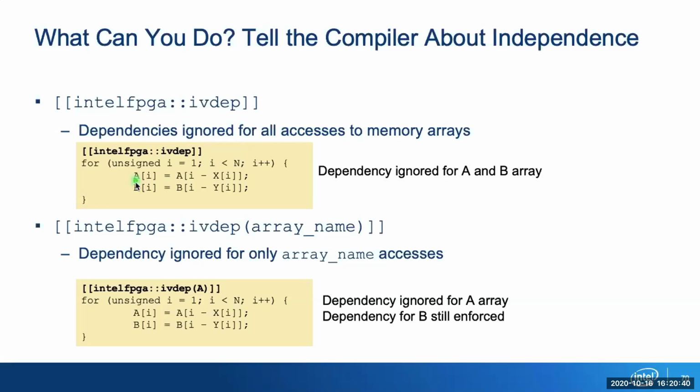This is because A and B are pointers. The compiler assumes that data between them can overlap. If you put this directive here, the compiler will ignore the dependency, but you are responsible to ensure that data does not overlap between them, of course.